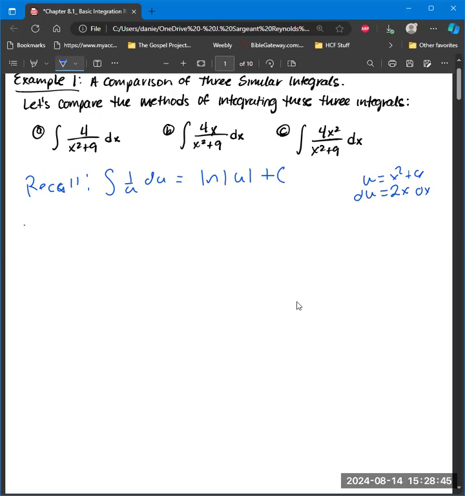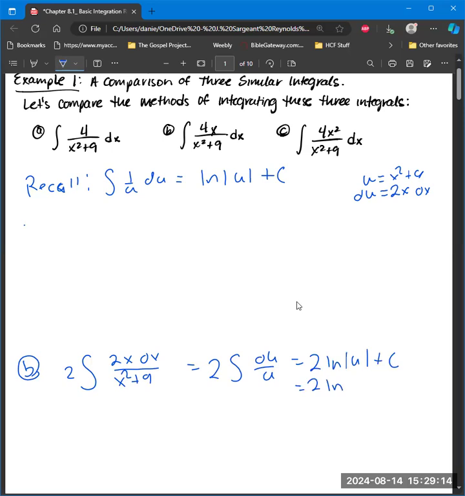So we know with b down here, we're going to be trying to get 2x dx in the top. So I'm going to factor out a 2. I'm left with 2x dx in the top and x squared plus 9 in the bottom. So I get 2 integral of du over u is 2 ln of the absolute value of u plus c, is 2 ln of x squared plus 9 plus c. I don't need absolute value bars because x squared plus 9 is always positive.